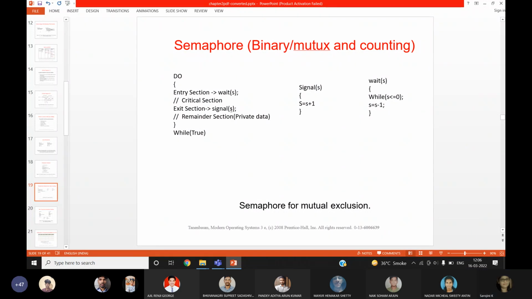Assume that process P2 is coming. Currently P1 is inside the critical section. Process P2 executes the same thing. It also wants to enter the critical section, but before entering, process P2 should execute the wait of s function. It will come here, s value equal to 0.